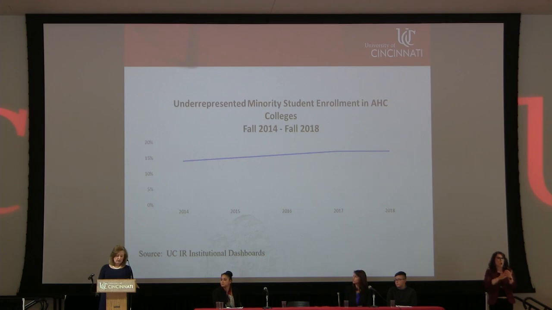So we've defined underrepresented students as individuals who self-report as American Indian, Alaskan Native, African American, Hispanic Latino, Native Hawaiian or other Pacific Islander, and those who identify with more than one race. So we've seen a growth from 14% in 2014 to 17% in 2018.